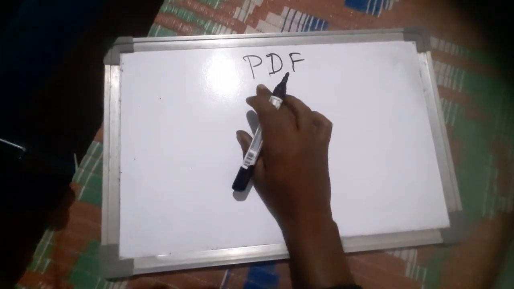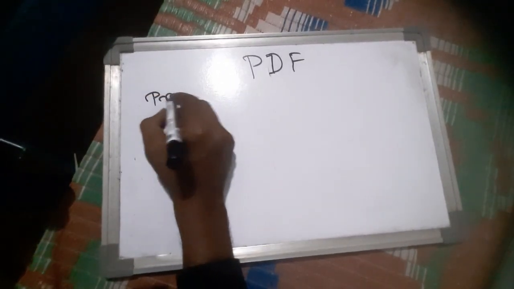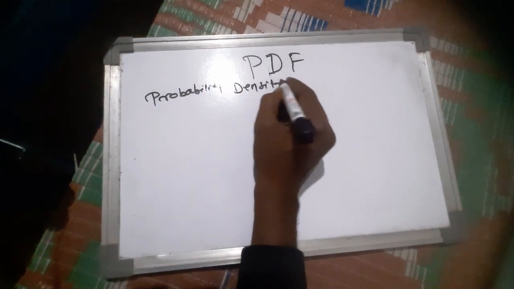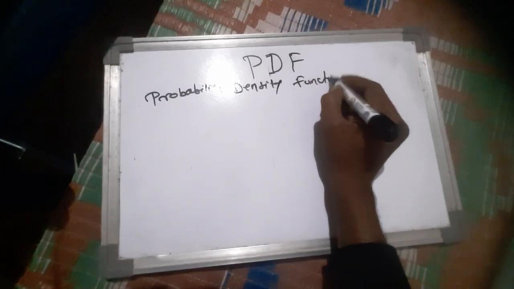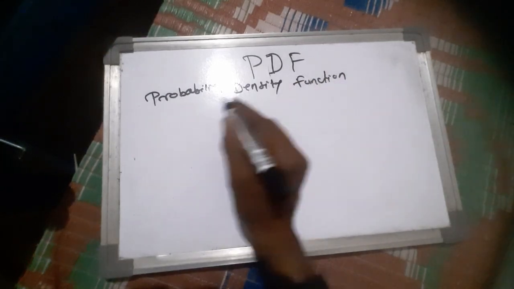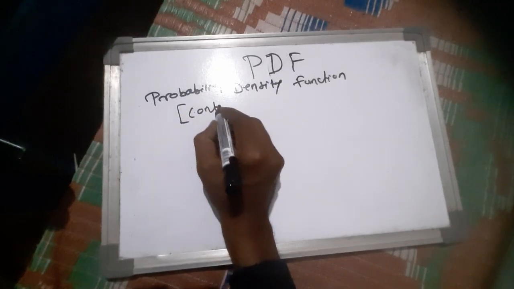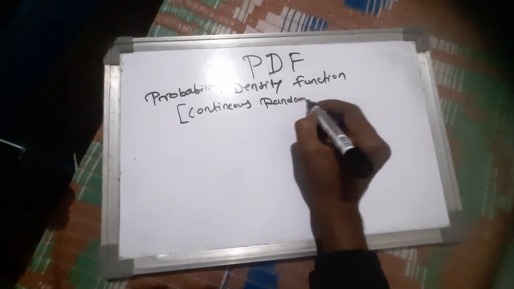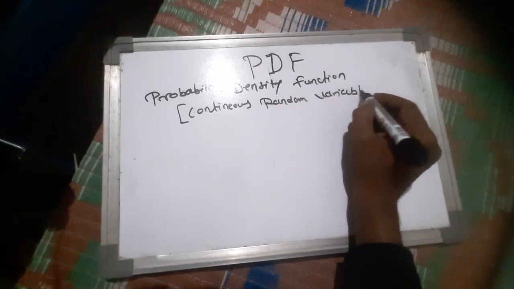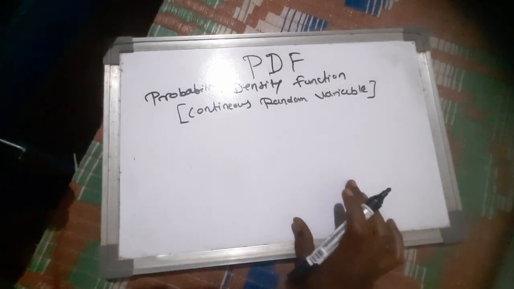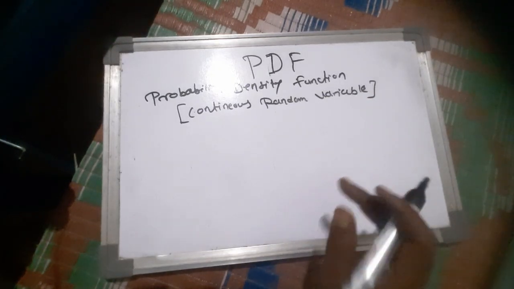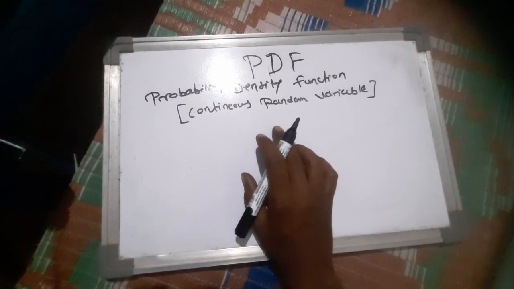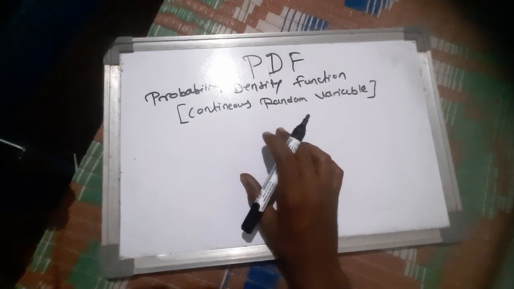Today we will learn about the PDF. What is a PDF? It is a probability density function, right? Probability density function, and it is used for continuous random variables. Let's understand how to calculate the probability density function.